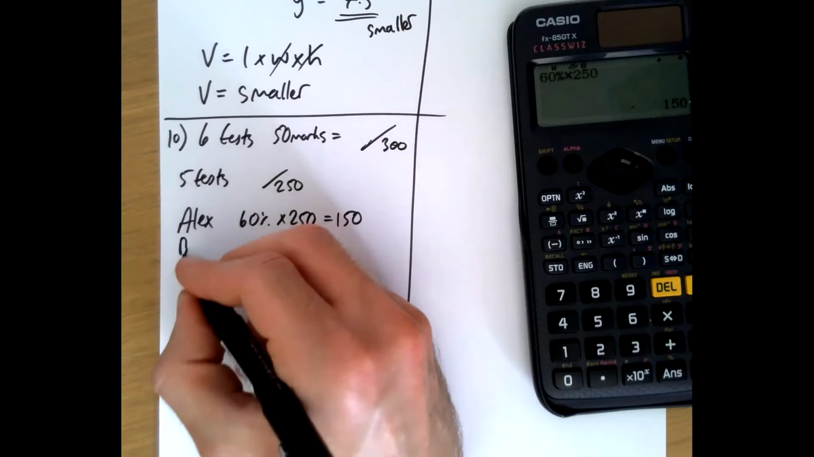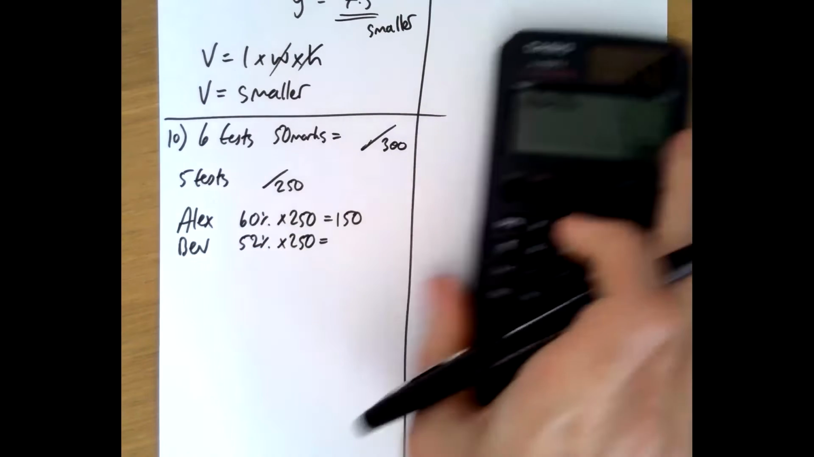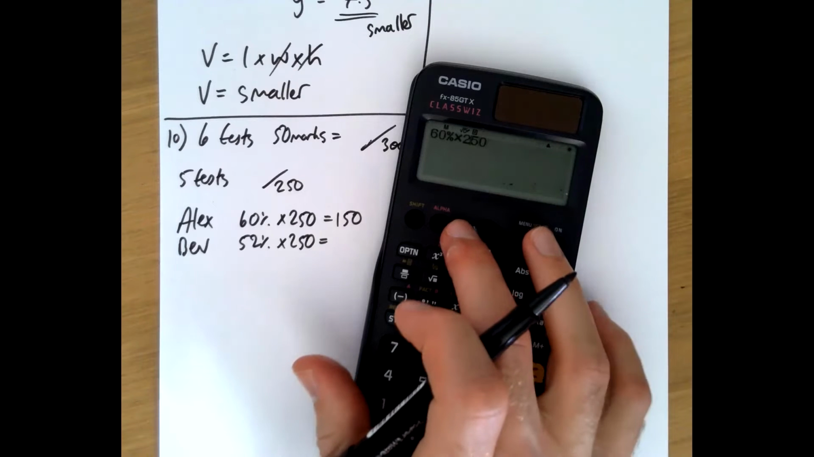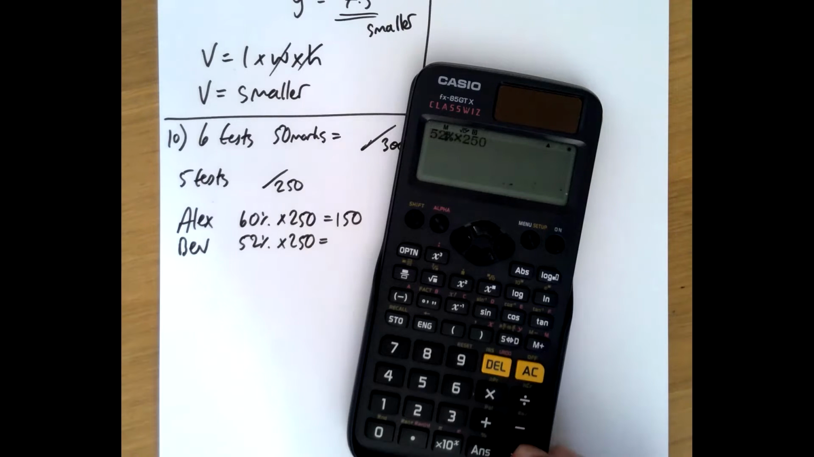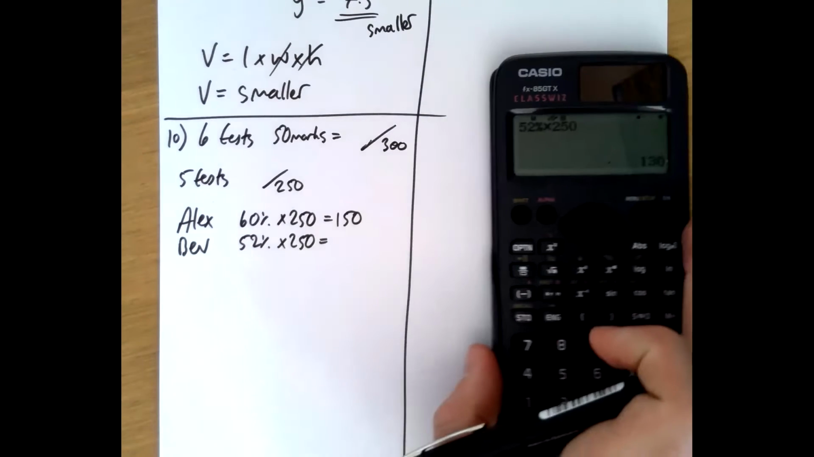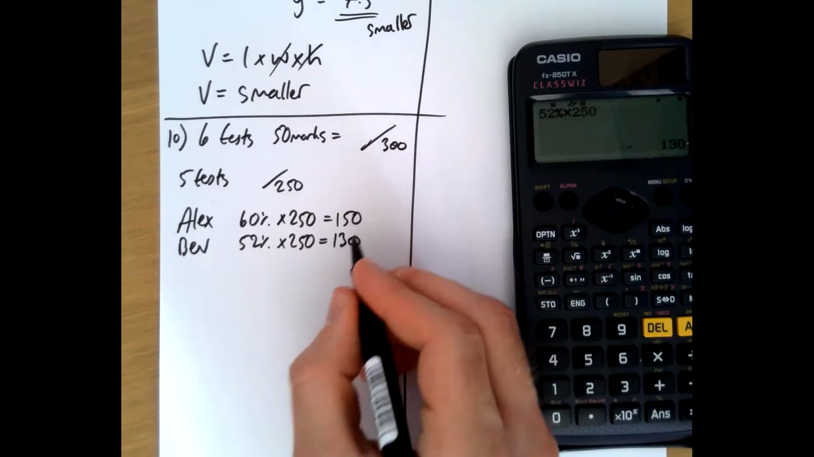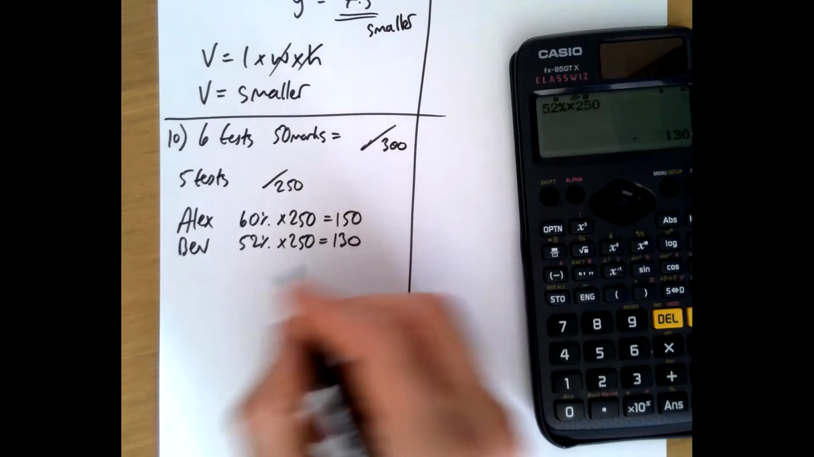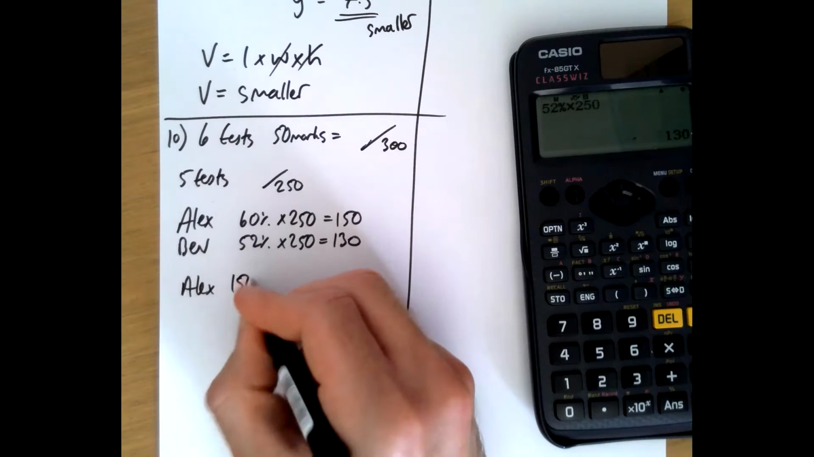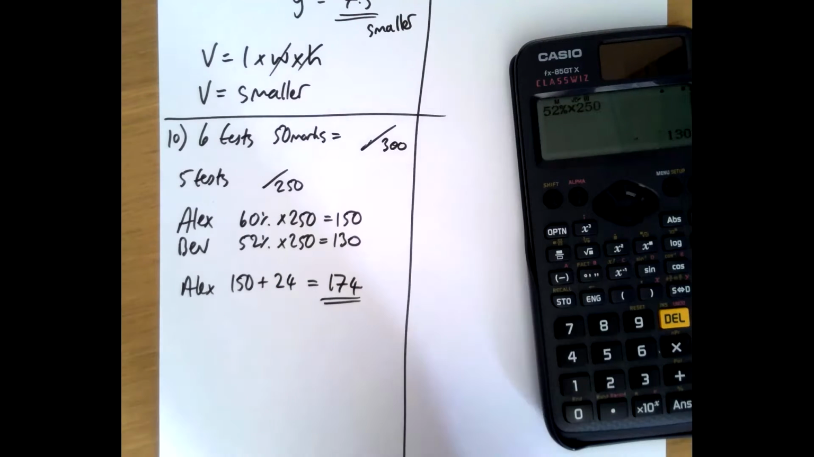And then if you do the same for Bev, Bev's got 52% times 250. So let's just do that. In fact, let's just use the cursors. I'm feeling very lazy. So let's say, what's 52% of 250? 130. After all 6 tests, they're equal. So we want the total marks after 6 tests to be the same. In the 6th test, Alex scores 24. So Alex had 150, and he's got 24 in the final test. So he's finishing with 174 marks.